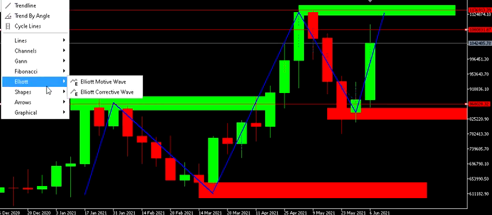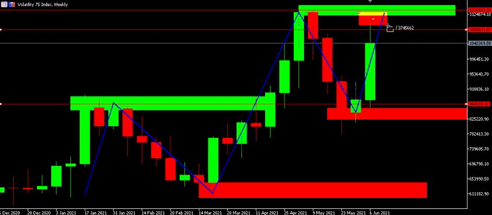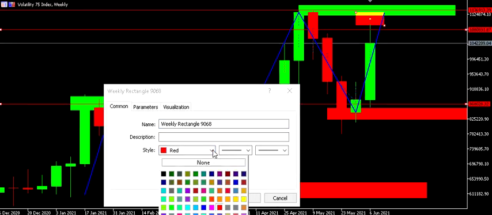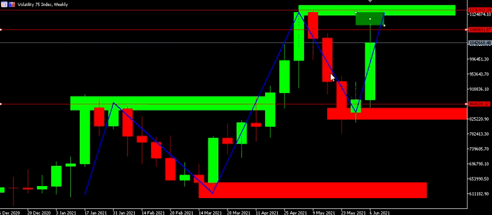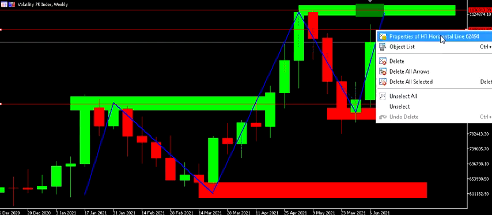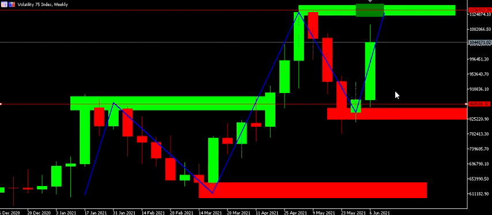Our target: after getting the previous resistance at this particular zone, we expect price to get there. We expect price to get to this zone. So that is that. We may now go to the daily time frame.